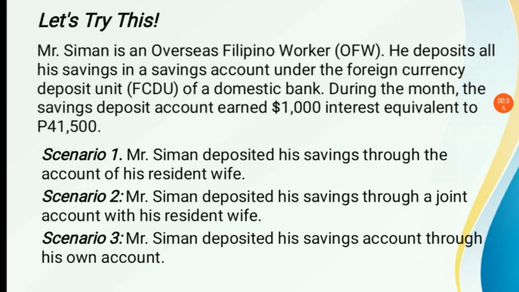So we have three scenarios. Scenario 1, Mr. Seaman deposited his savings through the account of his resident wife. Second scenario, Mr. Seaman deposited his savings through a joint account with his resident wife. Third scenario, Mr. Seaman deposited his savings through his own account. Okay, so let us apply the rules we discussed earlier. We'll start with the first scenario.